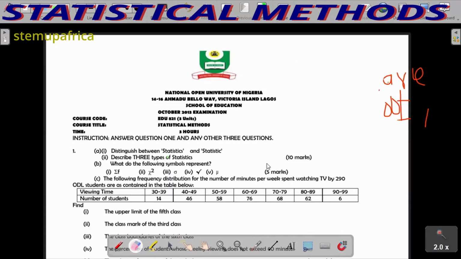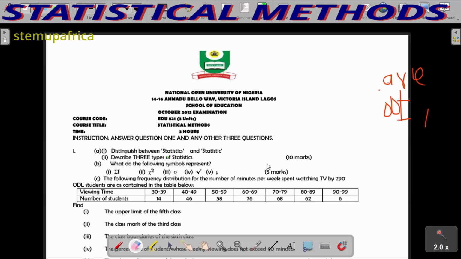Then, if you go to Roman figure 2, the question says the class mark of the third class. Now, we have mentioned two things now, class interval. The range from this one to this one is called class interval. Under the class interval, you have lower class limits and upper class limits. So I hope that is clear. The lower class is the first one, the upper class is the second one.